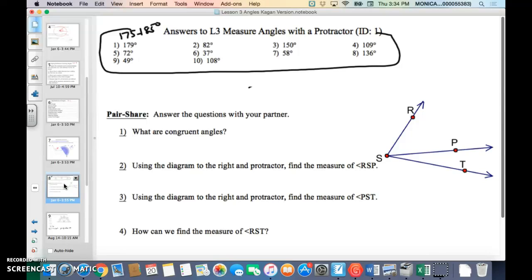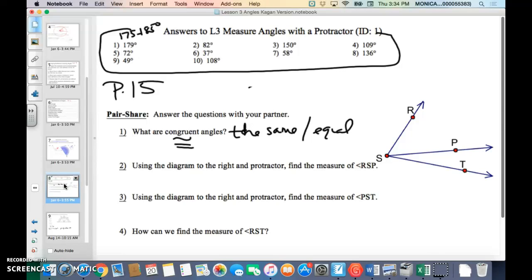So for number 1, it says, what are congruent angles? Let's remind ourselves that congruent means the same. And what are they looking for in this question? And this is at the bottom of page 15. Okay, so congruent angles are the same, or equal, okay? And in this case, we don't have any.